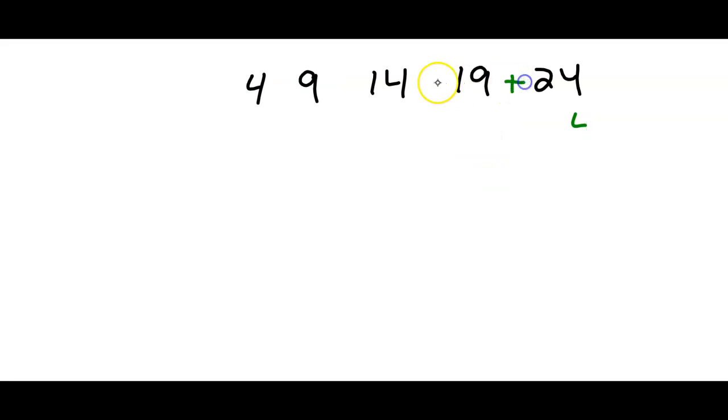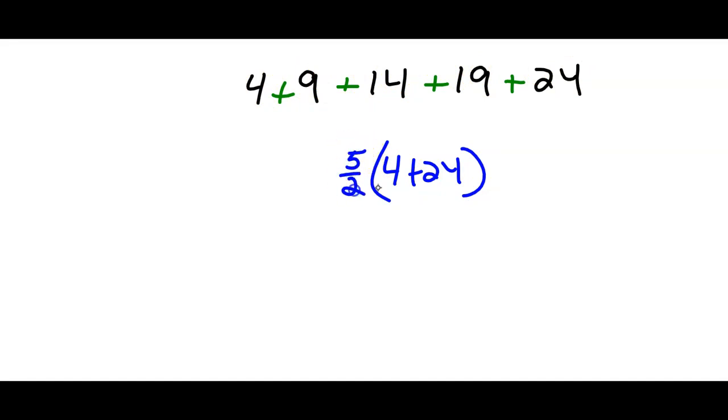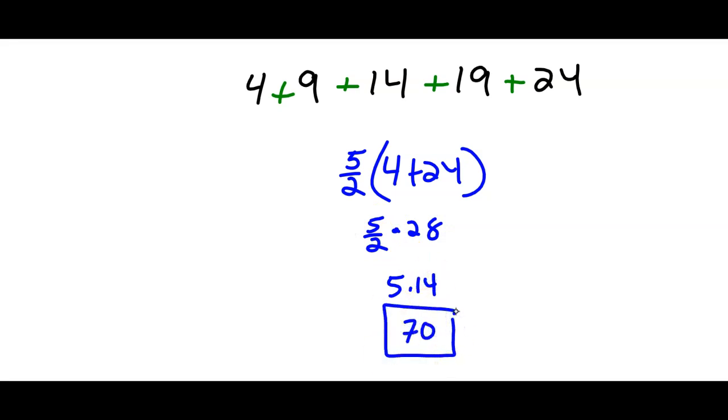Let's put some plus signs in there. If we're adding these up, all you've got to do is take the first term plus the last term, 4 plus 24. And there are 1, 2, 3, 4, 5 divided by 2, or 2.5 pairs that add up to 28. So then you end up with 28 times 5 halves, which is the same thing as 5 times 14, which is 70. So these numbers should still add up to 70.